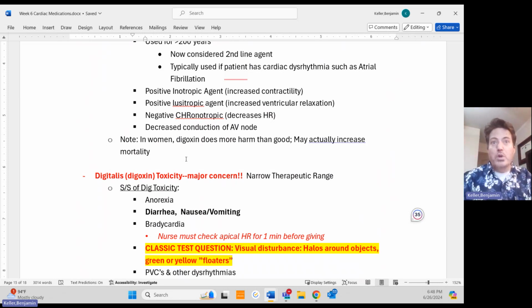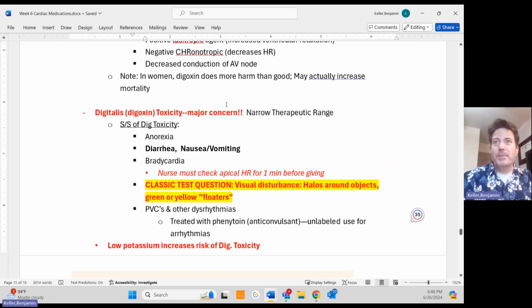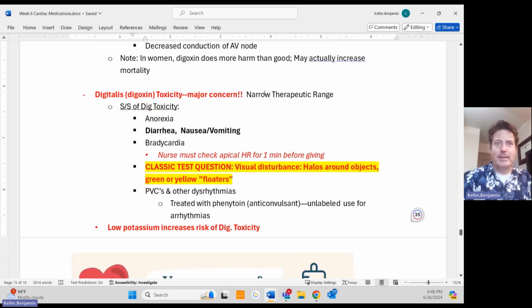It's a negative chronotropic, which means it decreases the heart rate. So you're getting a better squeeze. It's more powerful. It's fuller because it's more relaxed, so it can fill up more. It's slower, so it can be more intentional, and it decreases the conduction of the AV node, which means that your heart rate's more stable, which is why it works for AFib. Note, in women, digoxin can sometimes do more harm than good and might actually increase mortality.